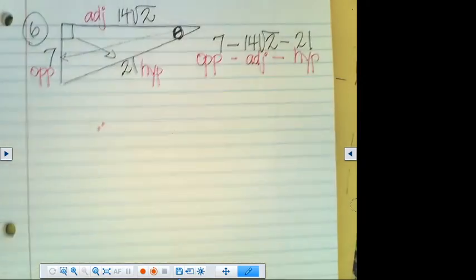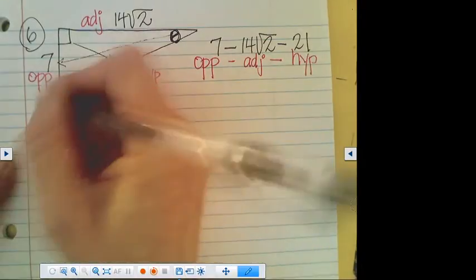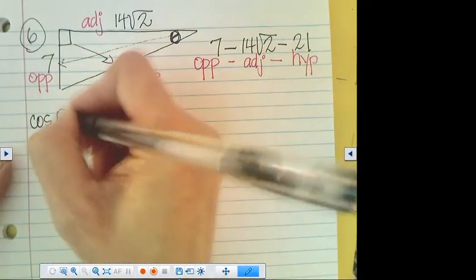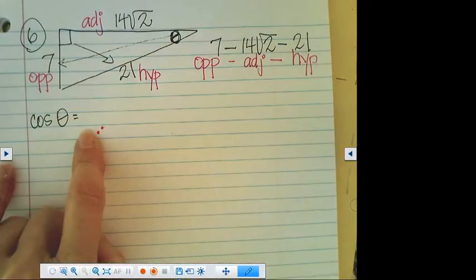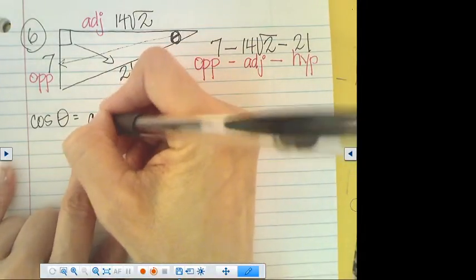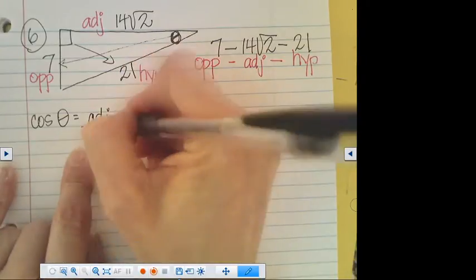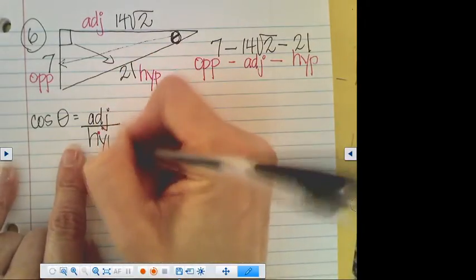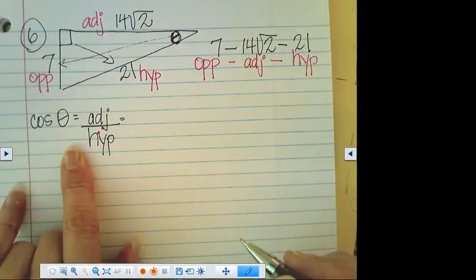All right, here we go. All right, so let's write it out. What is cosine? Write it out every time. Adjacent divided by what? Hypotenuse. Adjacent divided by hypotenuse.